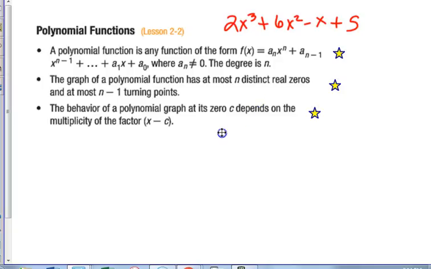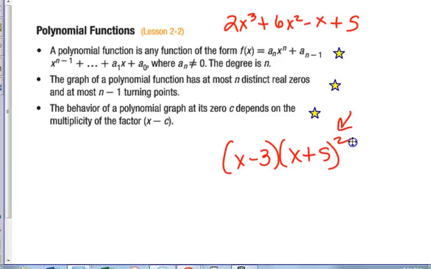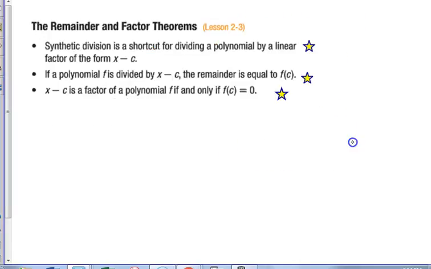All right. If you had something in factored form, what is this multiplicity telling you? The graph bounces off the x-axis at -5. Good job. All right. This is where it talks about the remainder theorem.